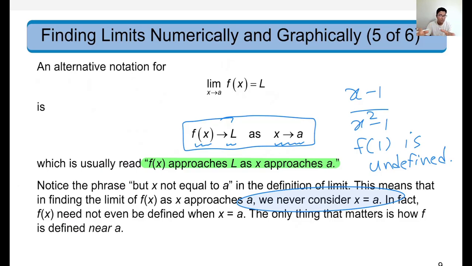In some other case, you could artificially define f of 1 to be something else also, or it could be the same thing as the limit. That is irrelevant. The only thing that matters is how f is defined near a.